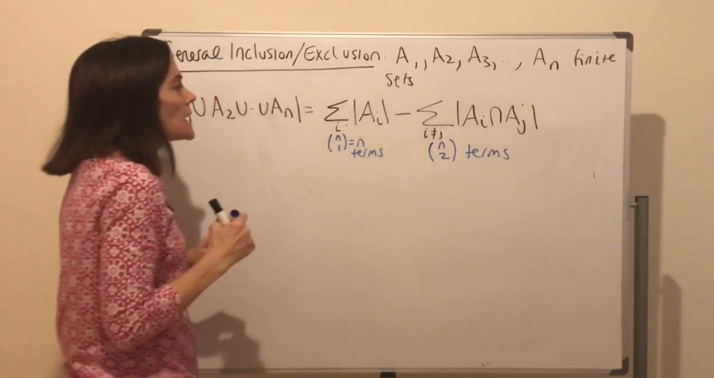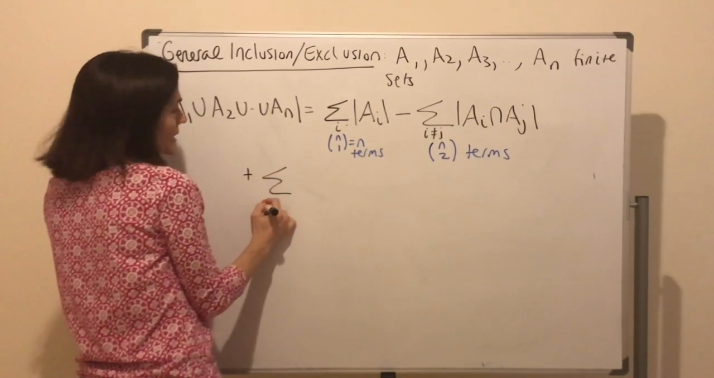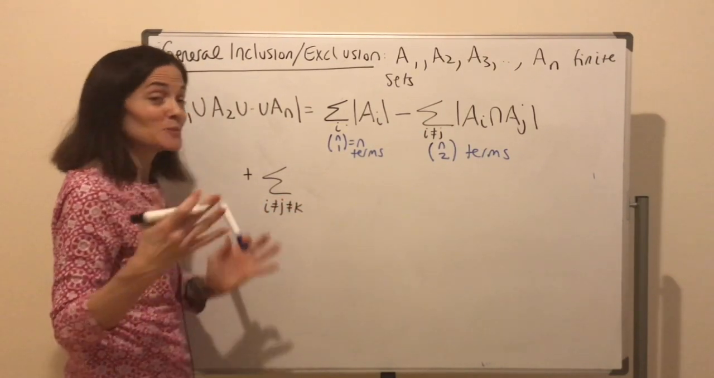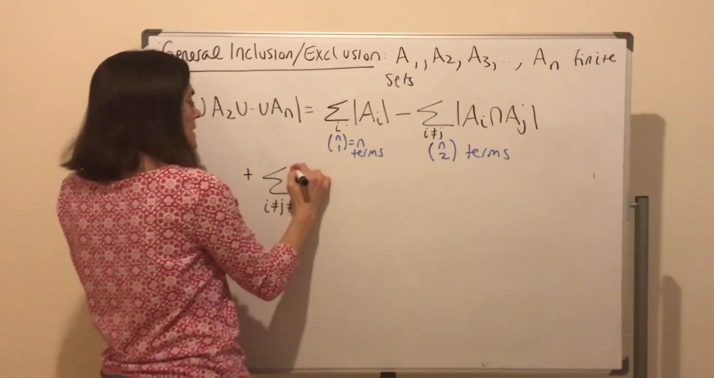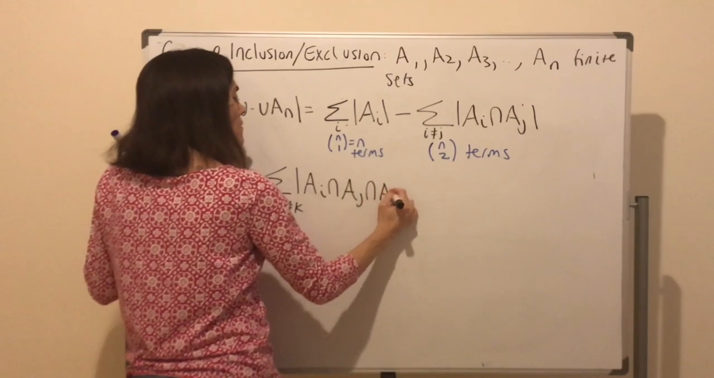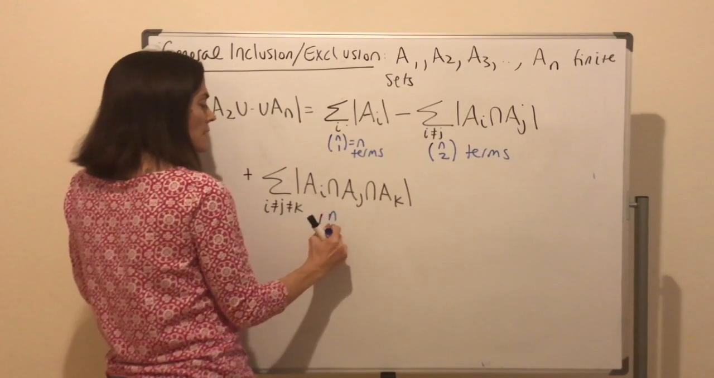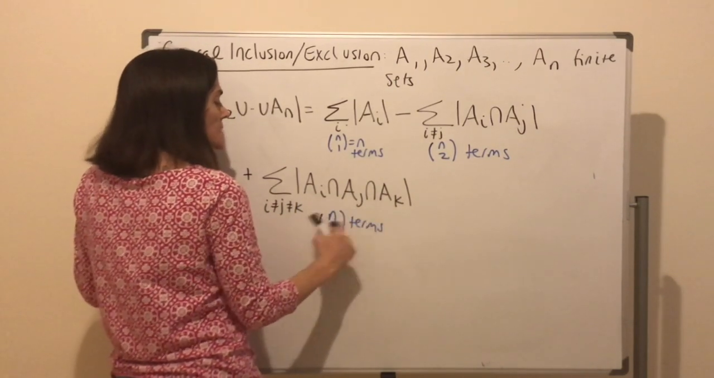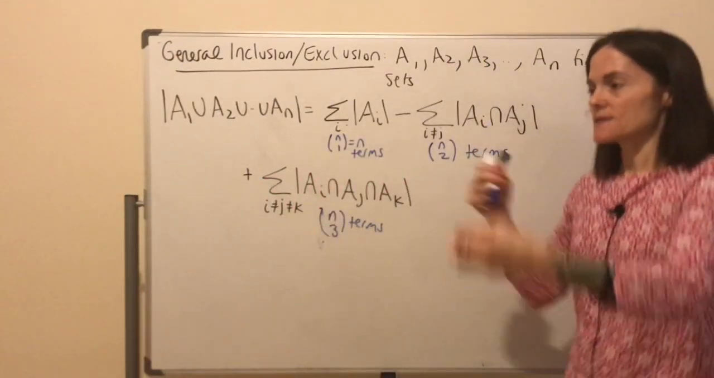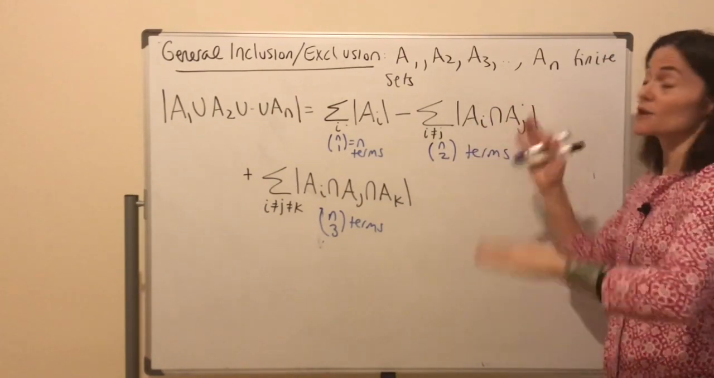Okay. And then we will add back the sum. Well, again, we cannot have i equal to j, also not equal to k. We need them all to be distinct indices of triples. Here we have n choose 3 terms, and this will continue. This is what I was saying: when you include, you exclude, you include, you exclude. The minus signs alternate, I should say.